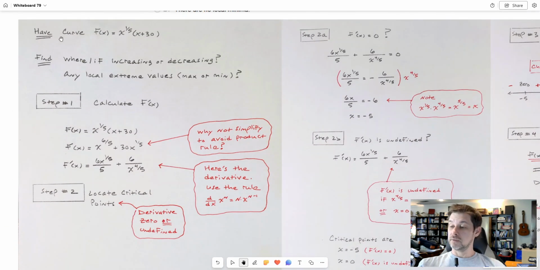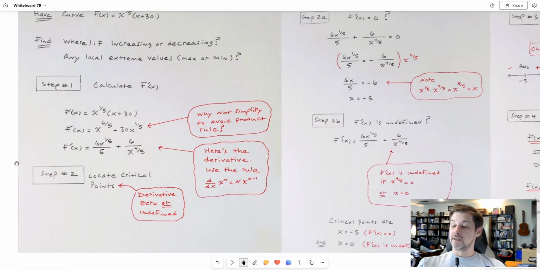All right. So statement of the question. I have this curve, x to the 1/5 power times x plus 30. Where and if is it increasing or decreasing? Doesn't have to be both or either. And are there any local extreme values, maximums, and minimums? So breaking into steps, here's how I would do it.